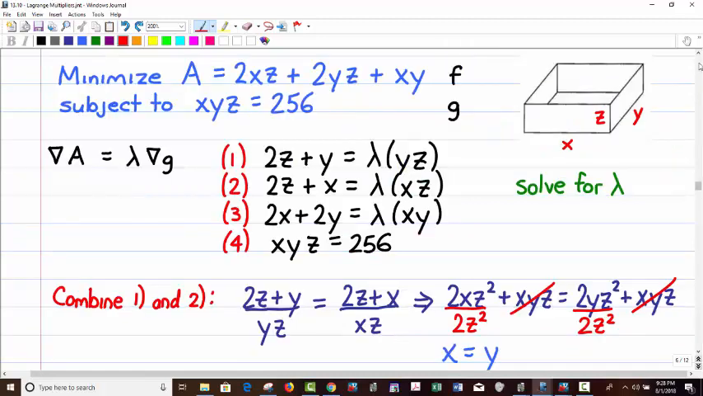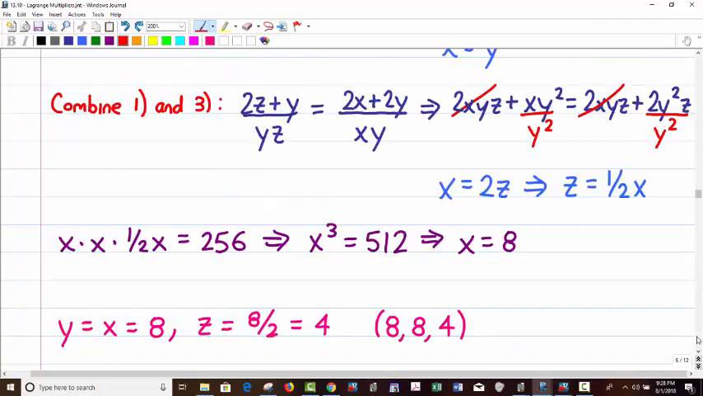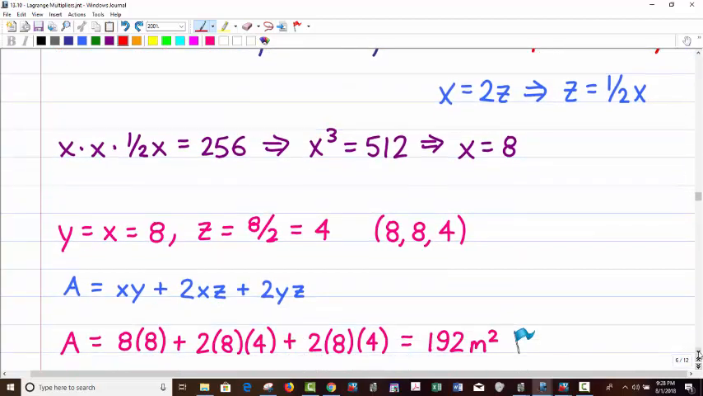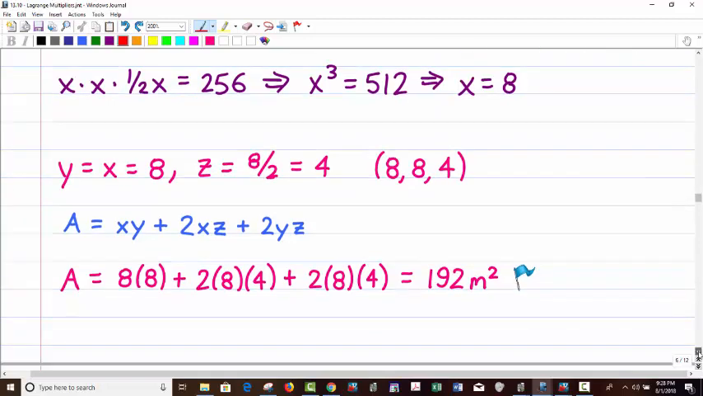So an 8 by 8 base and a height of 4 will satisfy the volume of 256, and it gives you the smallest possible surface area that can be found. And then here's what that surface area is by plugging the numbers into here. So these are the values that give you the smallest surface area. Here's the actual surface area, 192 square meters.